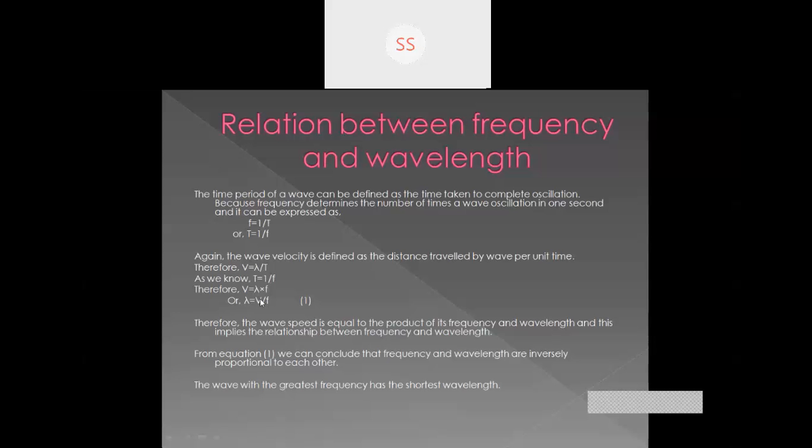Inversely proportional means when wavelength increases, frequency decreases. When frequency increases, wavelength decreases. They cannot both increase at the same time, or both decrease at the same time. When one increases, the other decreases. So that is the meaning of inversely proportional. A question may come: when wavelength increases, frequency dash. You have to write frequency decreases. Or when frequency increases, wavelength decreases. So the wave with the greatest frequency has the shortest wavelength.